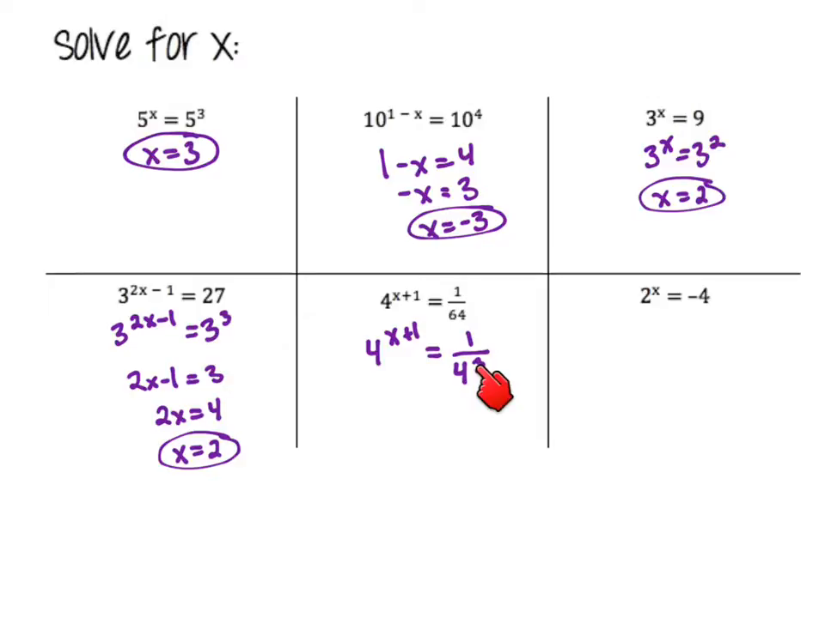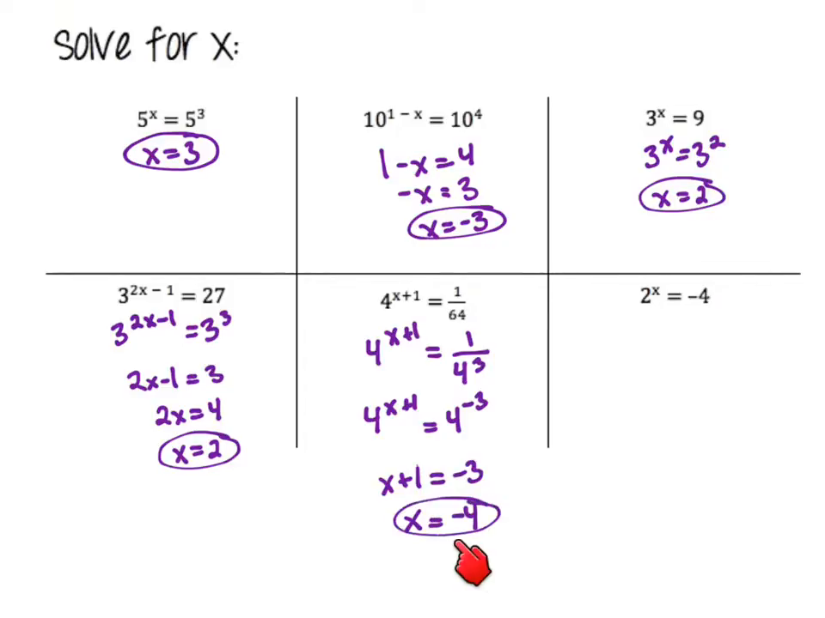Okay, now I need to get this up to the numerator. Well, how can I do that? I can turn my exponent negative. So left side stays the same. Right side becomes 4 to the power of -3, right? Because these two things are equal. I'm just doing some math. Great, now we have the bases the same and we can solve. x plus 1 equals -3. Add 1 to both sides. And we get x equals -4.